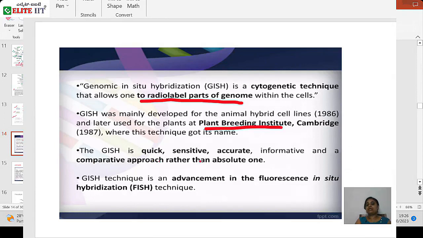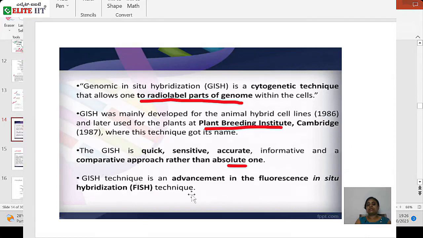Now, GISH is a quick, sensitive, accurate, informative, and comparative approach rather than an absolute one. As compared to the normal cytogenetic technique, this is very quick, sensitive, accurate, informative. Now, the GISH technique is an advancement of fluorescence in situ hybridization. This is, I told you, FISH.